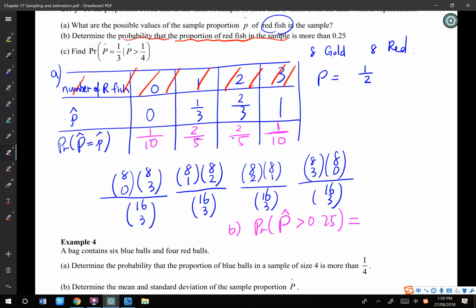0.25 is a quarter, right? Where's a quarter? Between where? Here? Yeah, so it's between this. So greater than this value. So all the values except 0 will be a value greater than 0.25, right? So I just use 1 minus 1 over 10. So that's 9 on 10. Okay, that's 9 on 10. So if you get a sample, you get a conclusion your sample proportion is more than 0.25 with 9 over 10 of the chance.